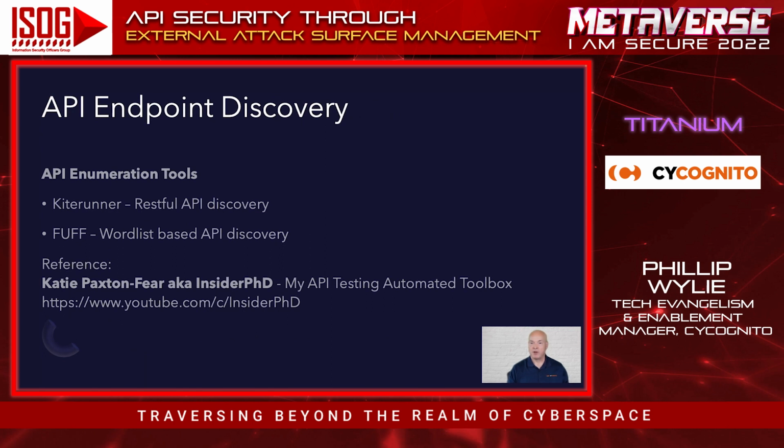And API endpoint discovery. So we've got all the IP addresses once we do our external attack surface management discovery, and we have our web resources, then we need to enumerate our API endpoints. So some good tools to do that are Kiterunner for RESTful API discovery, and FFUF for wordlist-based API discovery. These are some tools very popular among bug bounty hunters.